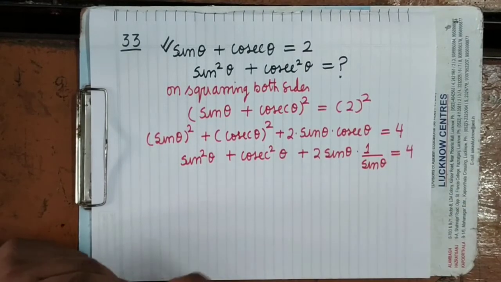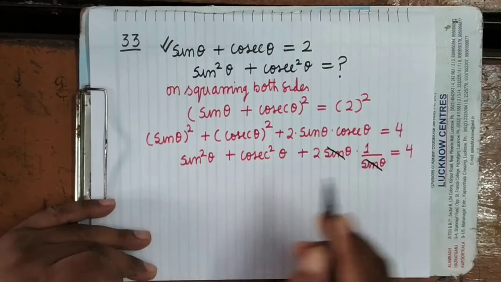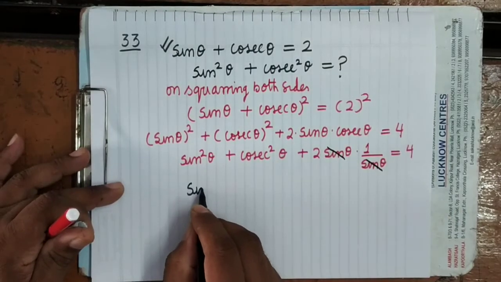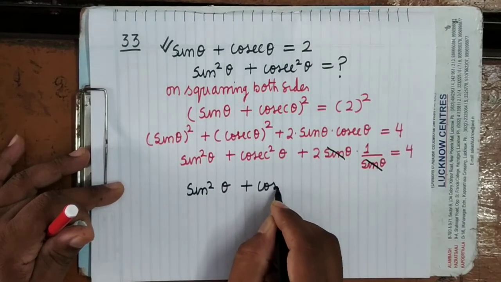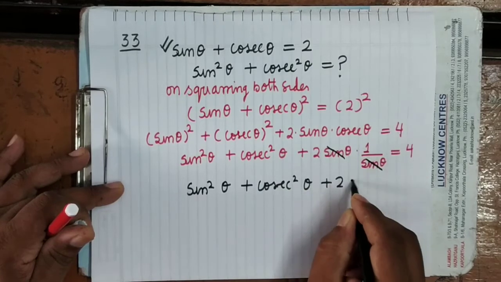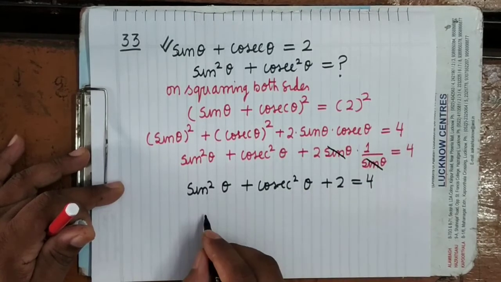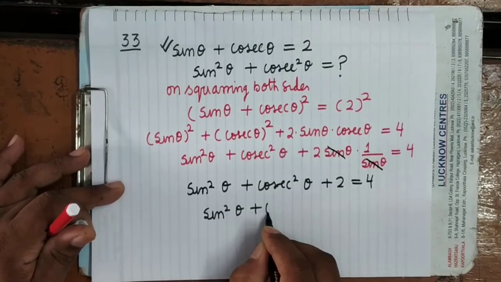So see here what will happen. This and this will be cancelled. When this is cancelled, you will get sin square theta plus cosec square theta plus 2 equals to 4. So what is sin square theta plus cosec square theta?